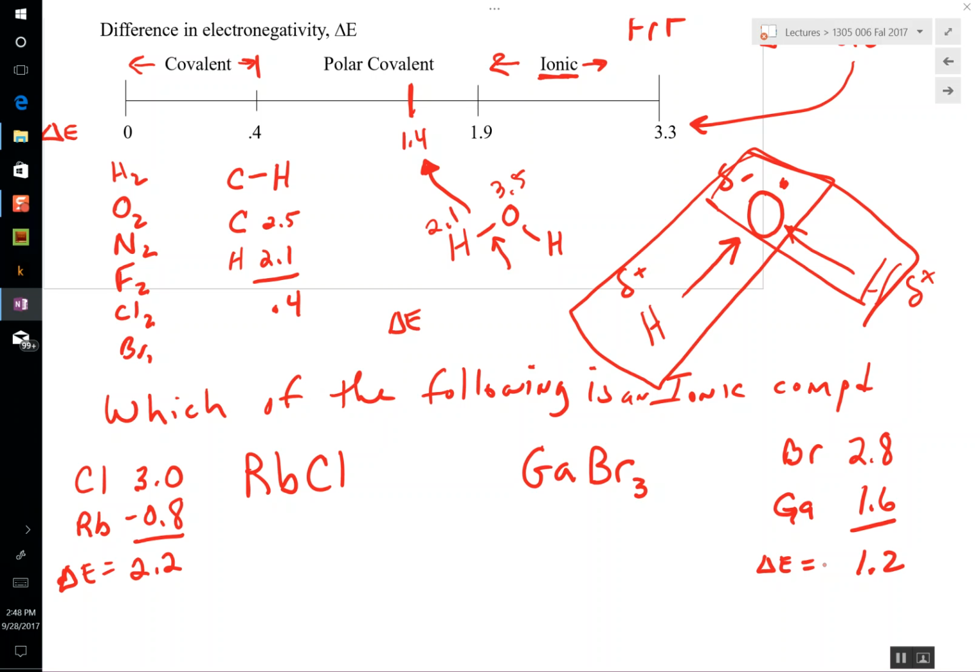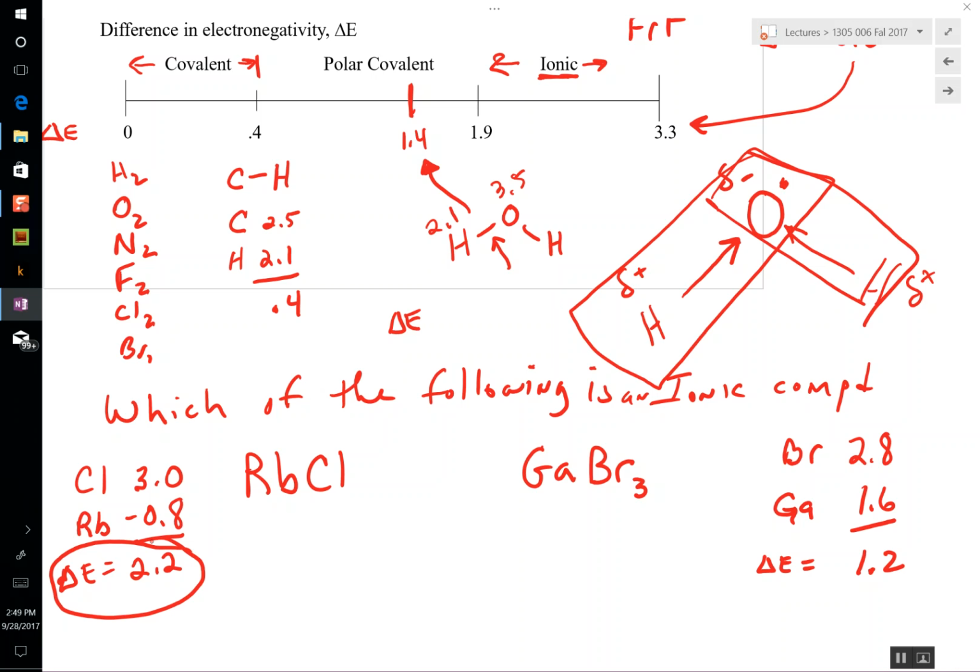The rubidium chloride. It has the greater difference in electronegativity. We very clearly have a metal with a non-metal. Over here, yeah, you might say that's a metal and there's a non-metal, but their difference is only 1.2.